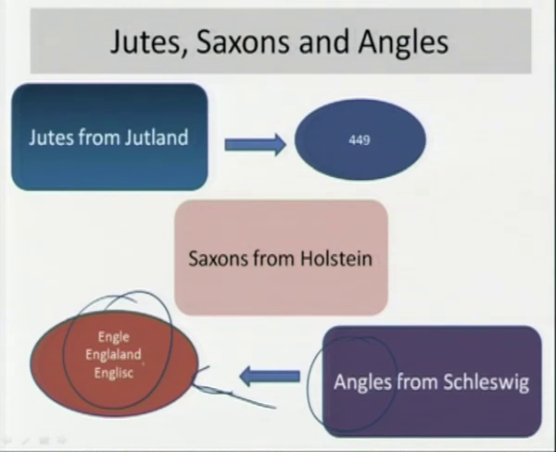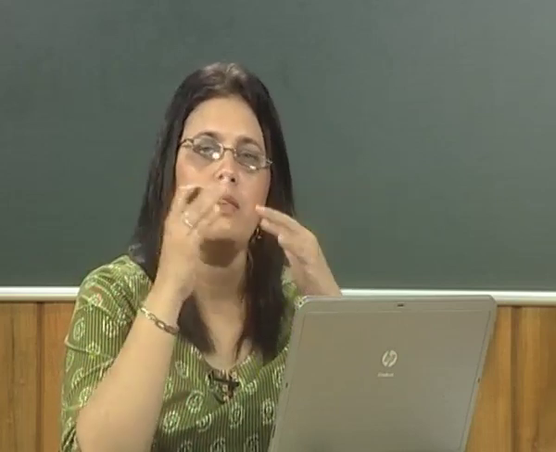Remember, the Old English period is inaugurated by the three marauding tribes that came from various parts of Europe and settled in England, replacing the older language, pushing the older language into areas like Cornwall, Wales and Scotland. Now, more details are to be found in the next lecture in this module, which is on Old English.